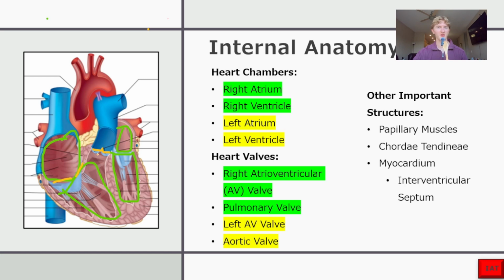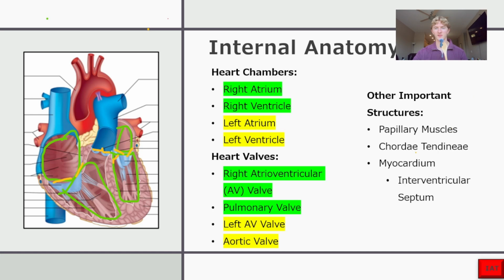Next, we have the left AV valve, which is exactly the same as the right AV valve. It is just going from the left atrium to the left ventricle. And finally, coming from the left ventricle, we can't really see it super well, but there is a valve right here that is going to be the aortic valve because blood is going to be going into the aorta, right? So all these valves make pretty good sense if you have a decent grasp of the basic structure or the anatomy of the internal or external heart.